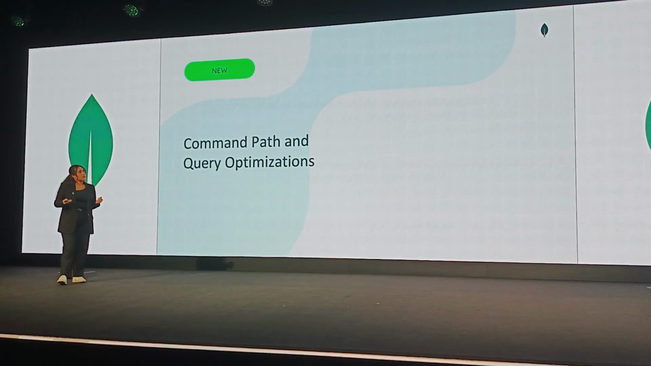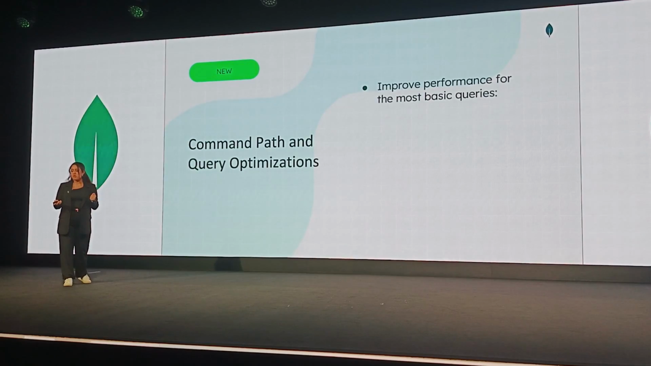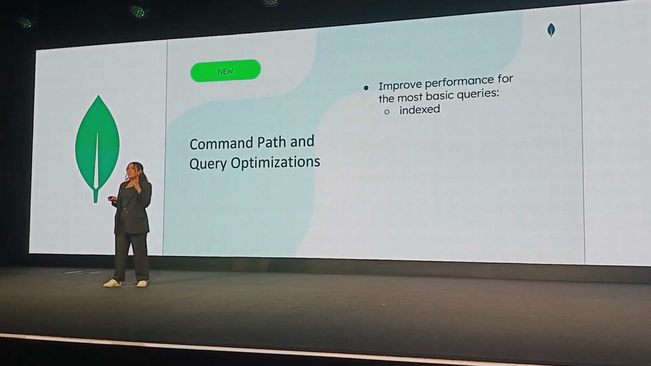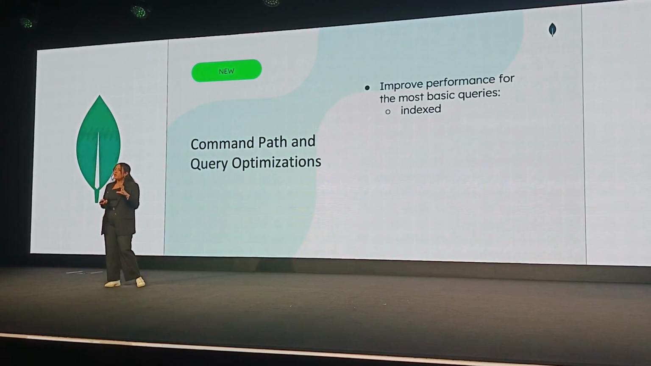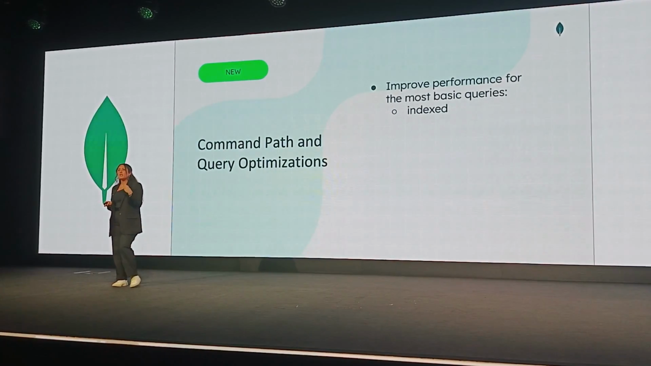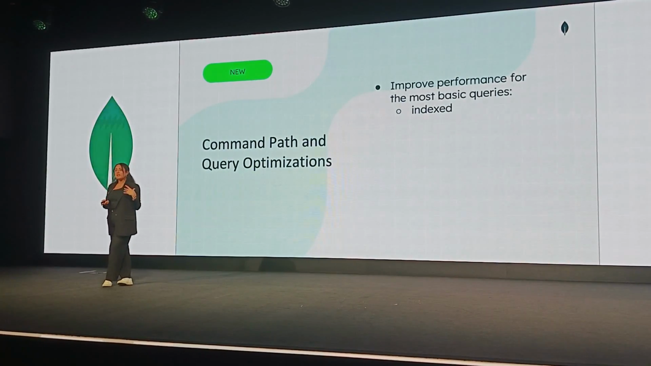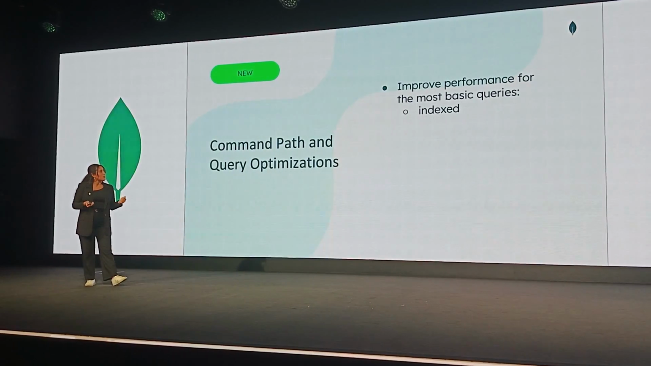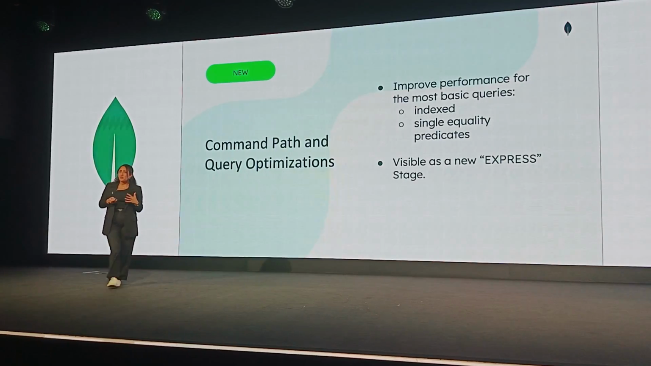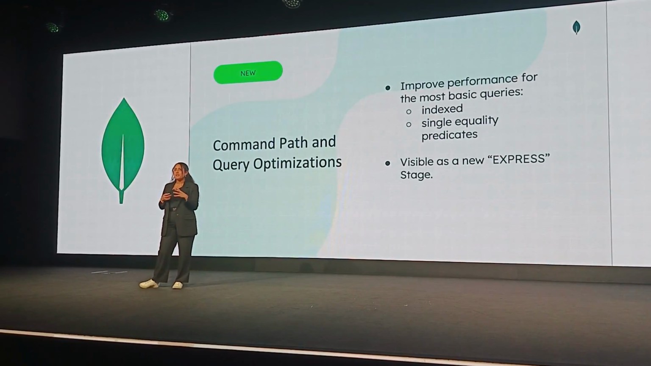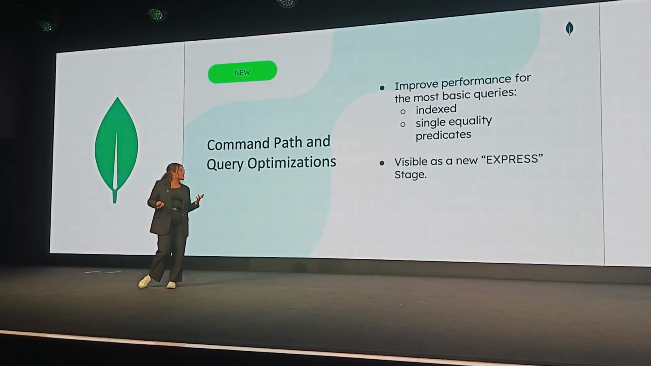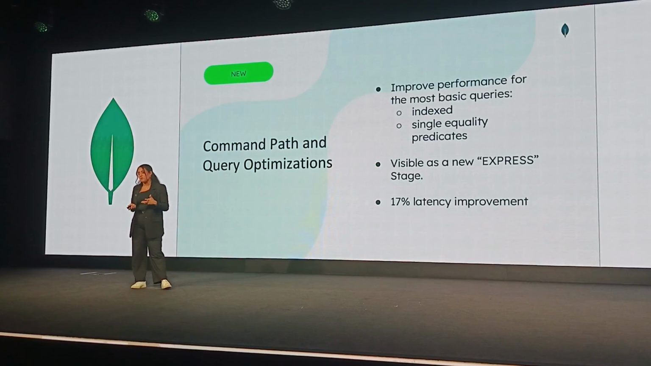One other thing is that with MongoDB 7.0, we improved complex queries. But with MongoDB 8.0, we also wanted to improve simplified queries, basically the queries that only use a single field, single index as well. And how did we do this? We are now using what we call the express stage. What does this stage do? Essentially, it skips unnecessary steps so that these queries are also 17% improved in terms of latency.